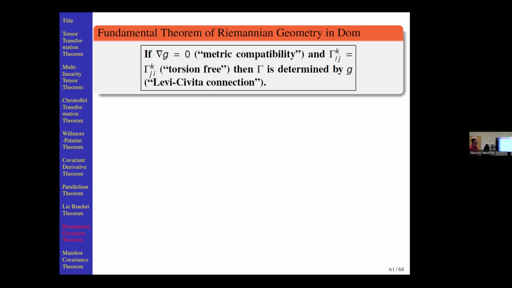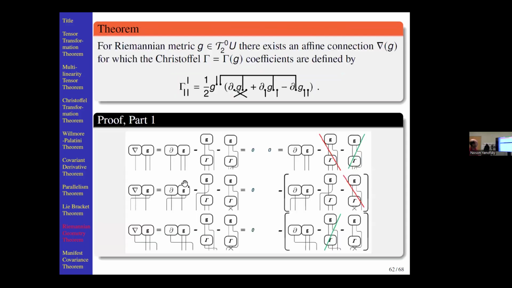Okay, then gamma is determined. You get an affine connection for free if you have a metric tensor with these two properties. So we want to prove that.